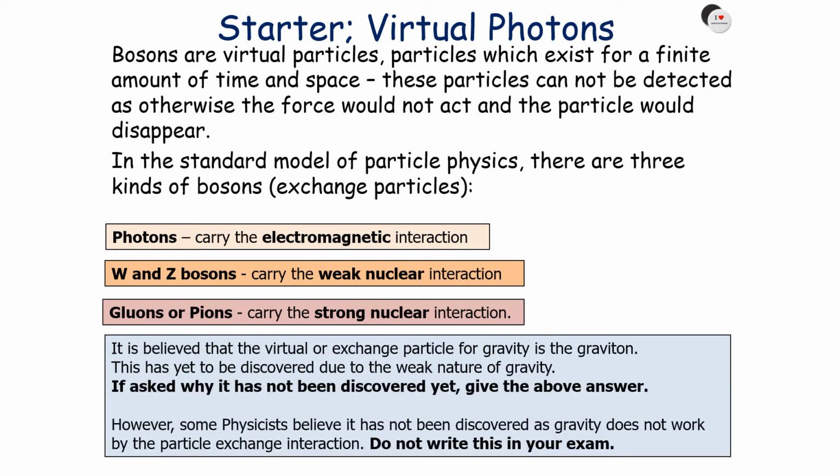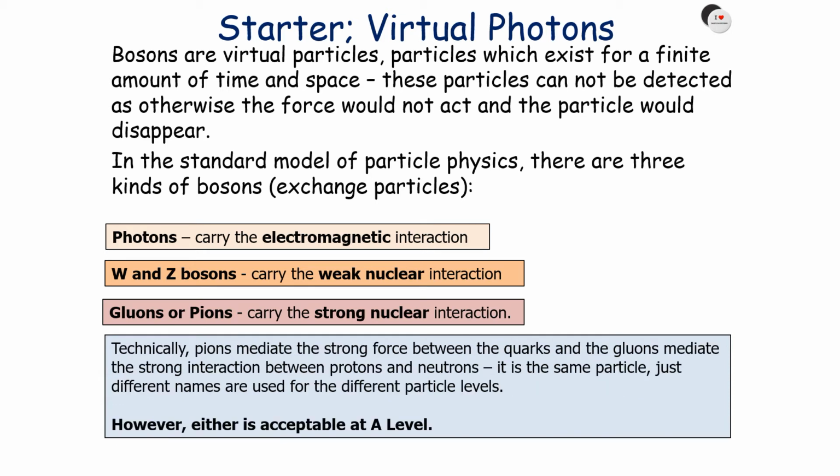Now, it's believed that the virtual or exchange particle for gravity is the graviton, but it is yet to be discovered due to the weak nature of gravity. Now, some physicists believe it's not been discovered as gravity doesn't work by the particle exchange interaction, but don't write that in your examination. The reason why we've yet to detect the graviton is because gravity is a very weakly acting force.